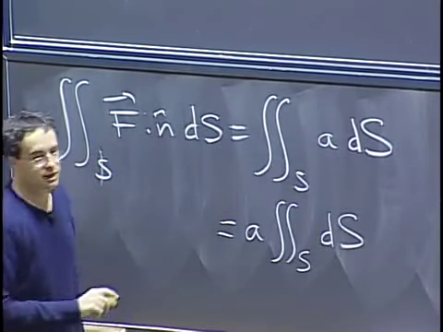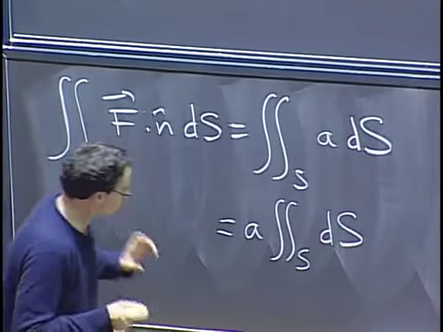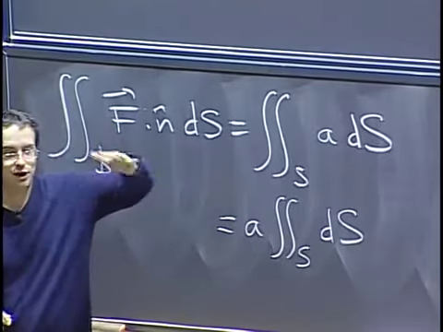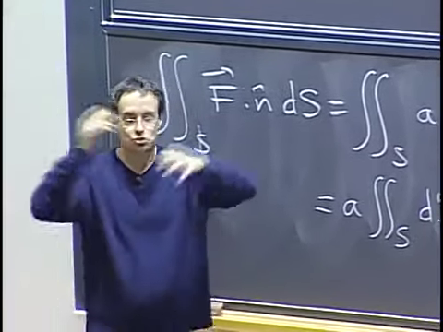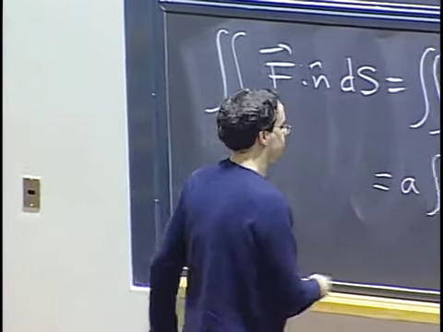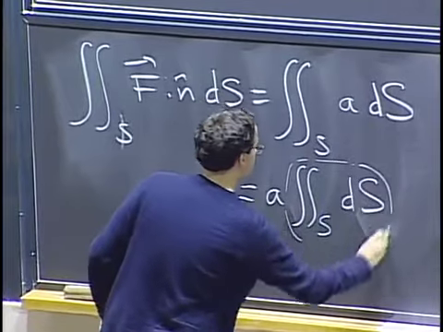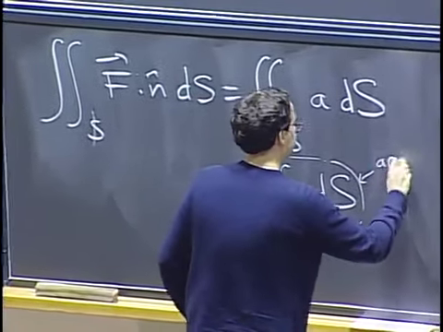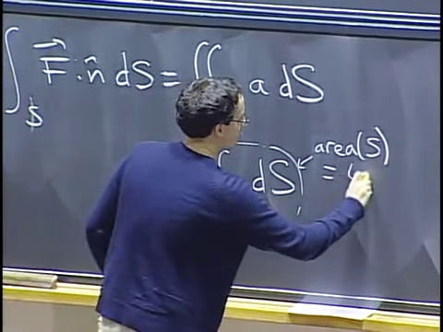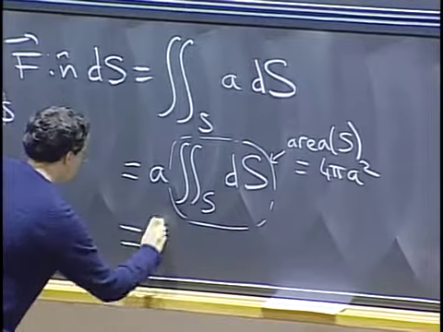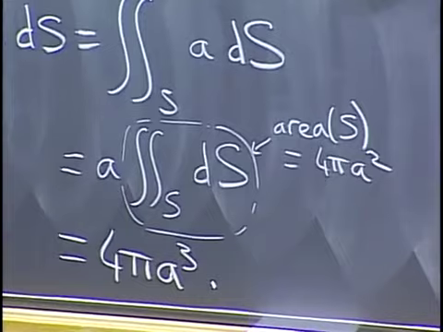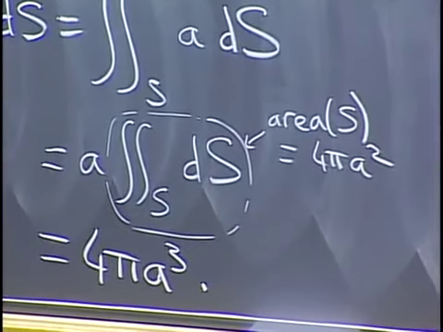And of course, someday I'll have to learn how to tackle that beast. But for now, I don't actually need to, because the double integral of dS just means I'm summing the area of each little piece of the sphere. I'm just going to get the total area of the sphere, which I know to be 4 pi a squared. So this is the area of S, 4 pi a squared, and I will get 4 pi a cubed. Okay, so that one was relatively painless. That was too easy.